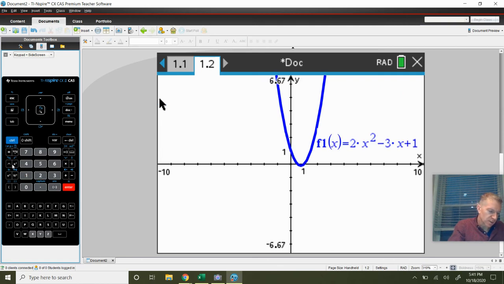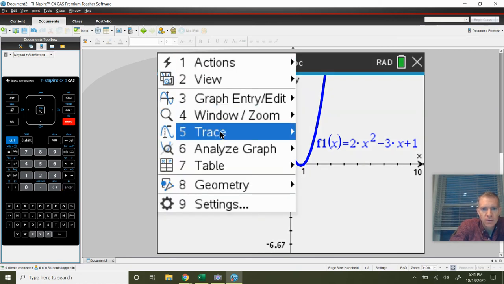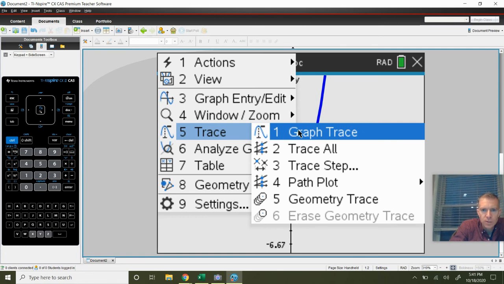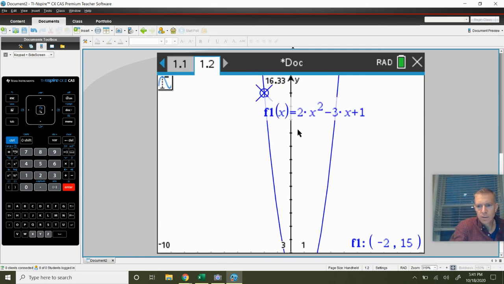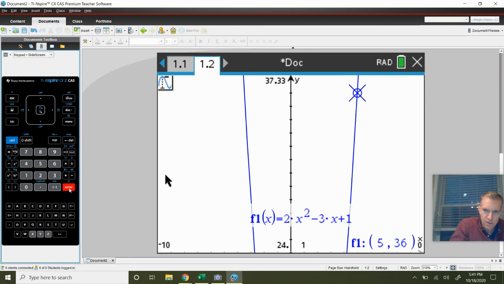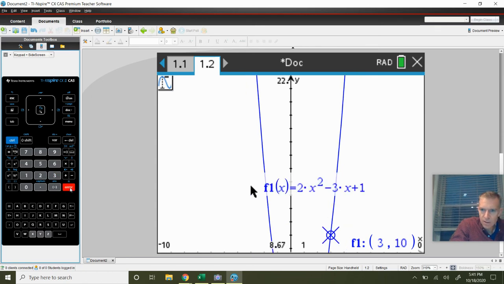And let's just double check that it actually passes through these 3 points. Okay, so let's do a menu, 5, 1 for graph trace. Okay, the 3 points, -2, 15, so type in -2, hit enter, -2, 15, you can see that right down here. Next was 5, 36, so just type in 5, hit enter, 5, 36, that works. And then the last one, 3, 10. 3, hit enter. 3, 10. So we know we did it right.